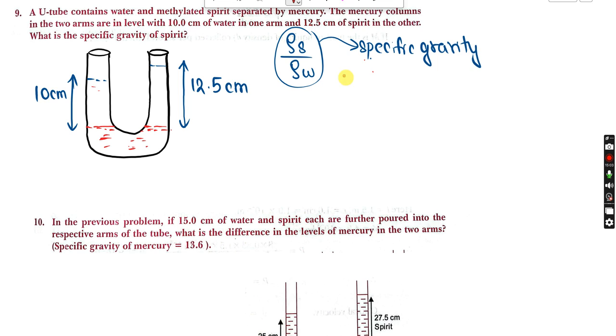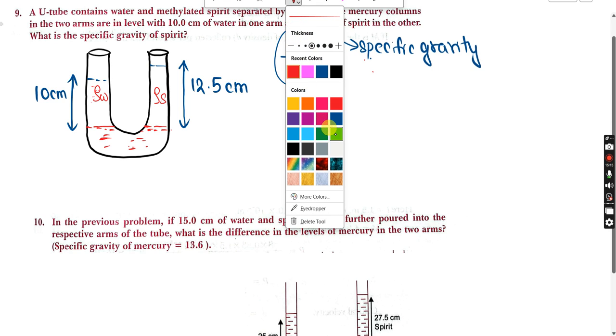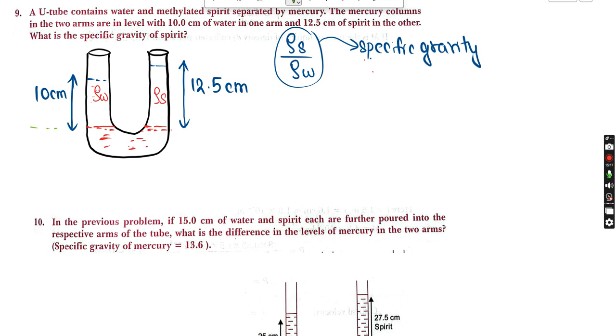So this side is the density of water and this side is the density of the spirit. Now see, let's take a level, because I told you whenever you need to do a pressure question, always keep in mind that you have to take some level, right? Let's take the same level, and we know that at the same level the pressure of liquids is the same, right?